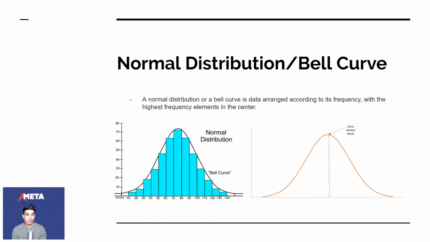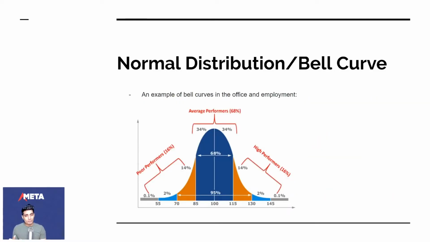And as we've studied before, the mean, median, and the mode are somewhere around the center of this curve, right? So this is how a normal distribution is. We also call it a normal distribution. I like using the word bell curve. So let me give you a quick example of bell curves.